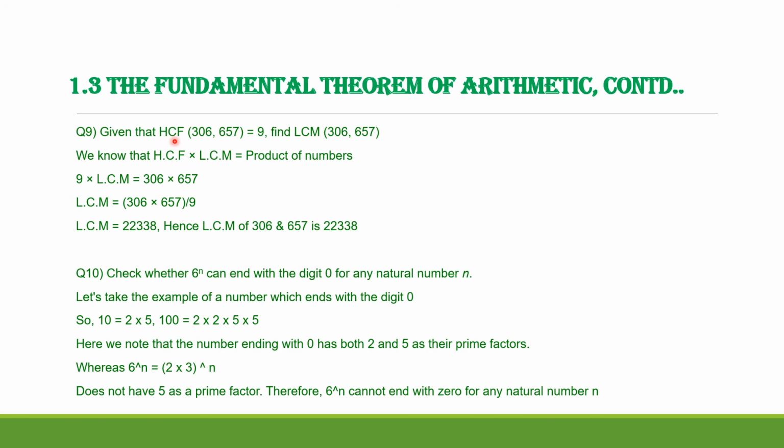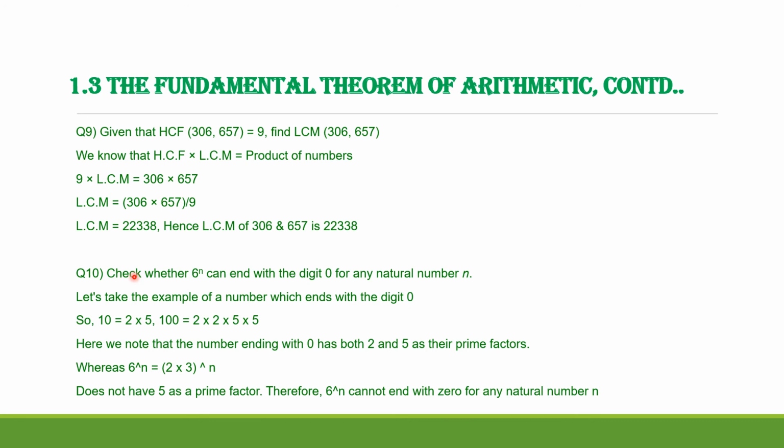Question 9 is again very small. Here they have already given that the HCF of two numbers is 9 and we need to find out the LCM. I hope you do remember the formula: HCF into LCM equals the product of the numbers. So quickly apply the formula and we can find it out. The LCM of the two numbers is 22338.